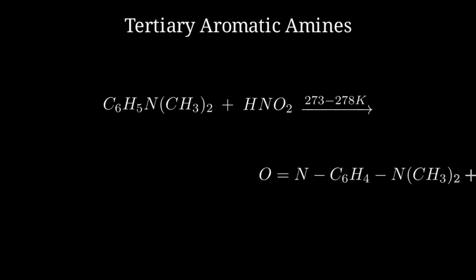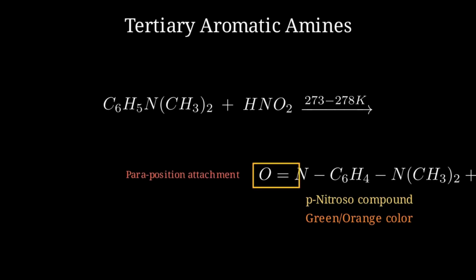The nitroso group attaches to the para position of the benzene ring, often producing distinctively colored compounds, such as green crystalline solids, which distinguishes them from their aliphatic counterparts.